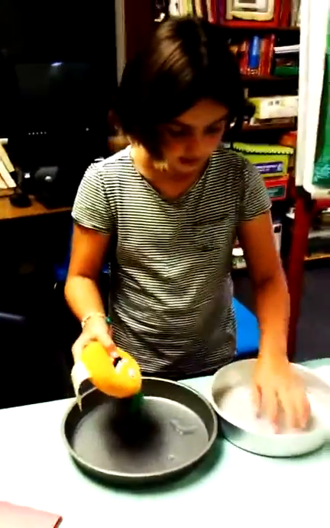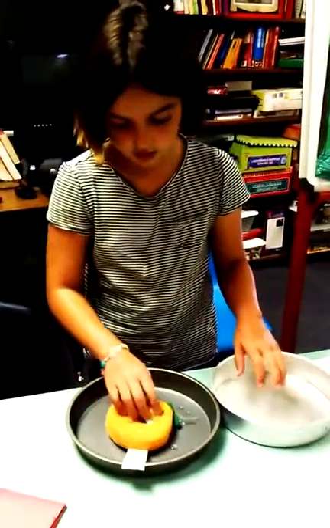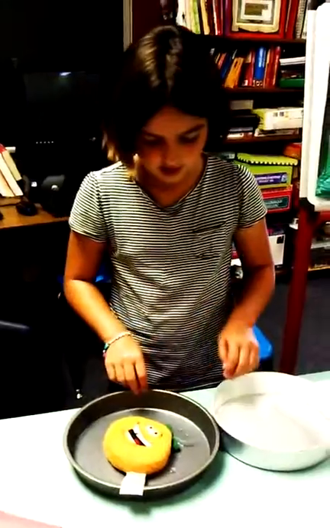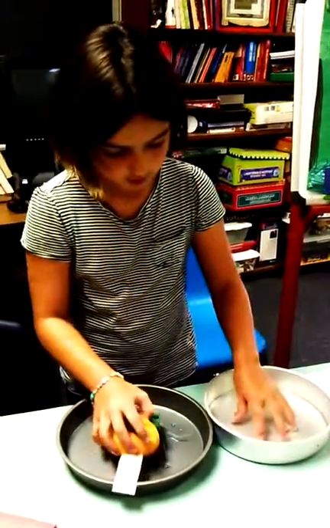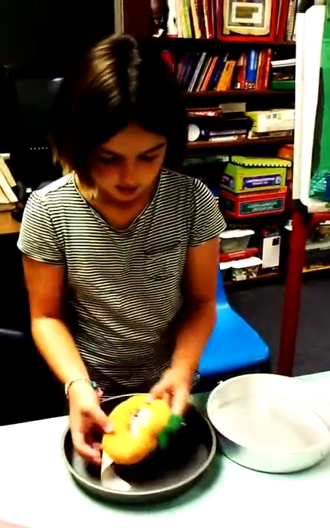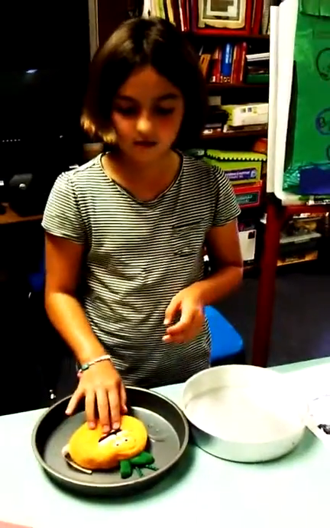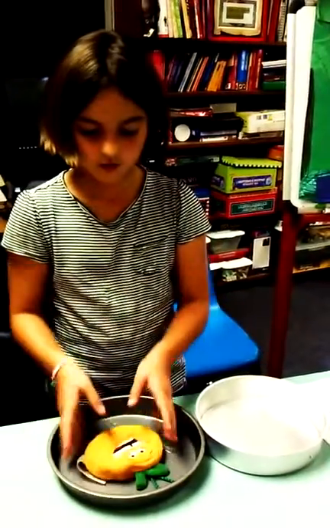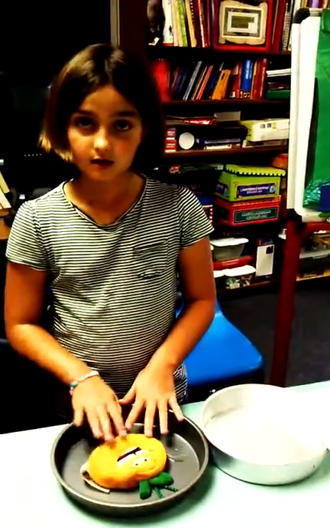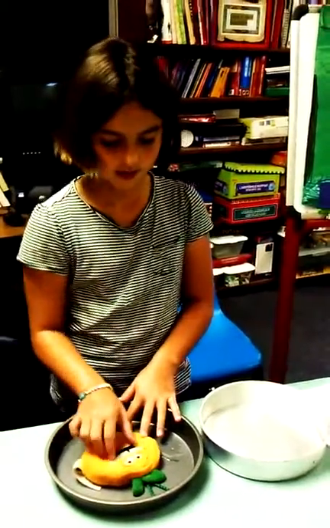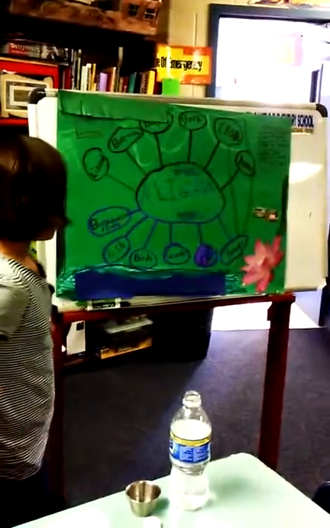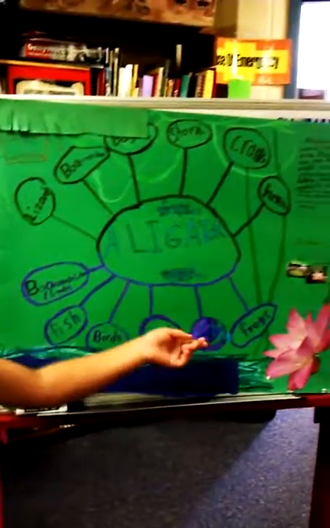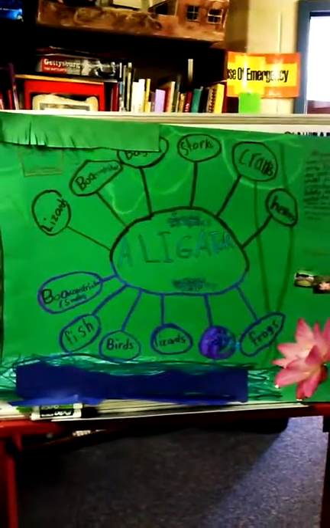And this represents the city, and this also represents the city. Notice how there is more water in here than in here. So the sponge blocks all the water from the pan, and it soaks everything up. That's my experiment, and you might want to take a look at my poster, and this is the food web of an alligator.